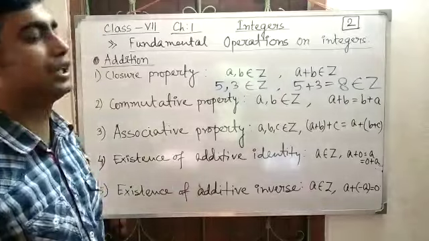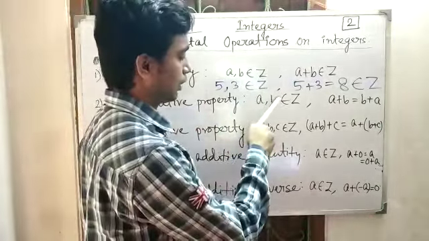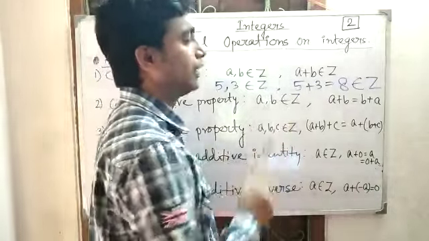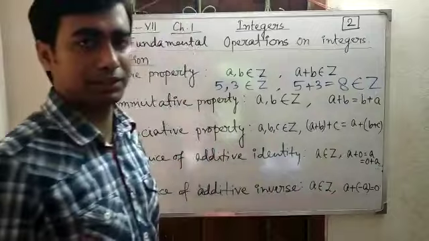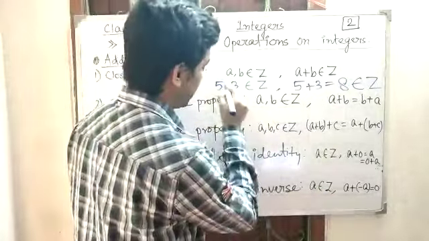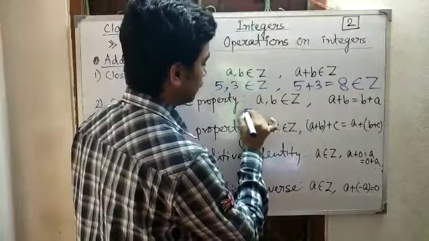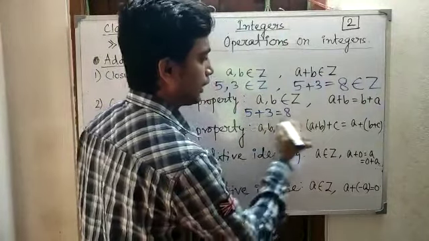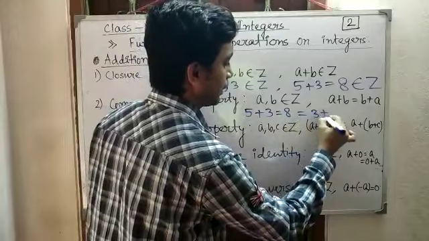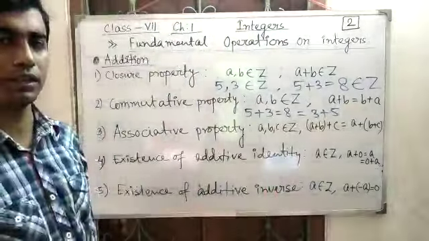Then comes commutative property. Commutative property is what? If A and B are elements of integers, then you can say A plus B equals B plus A. Here 5 and 3 both are integers, so you can write 5 plus 3, that is 8, and 3 plus 5, that is also 8. This is the property. Okay.